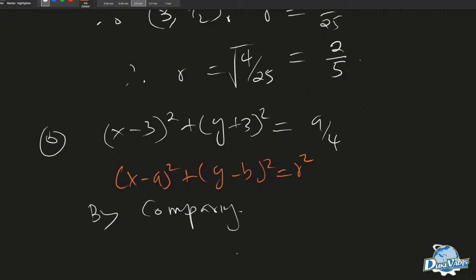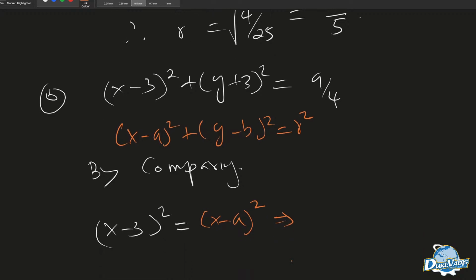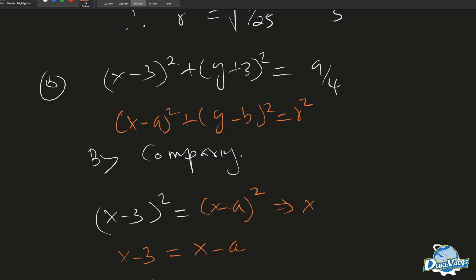So the examiner will ask you to write them down, but you also have to show it, for A level or O level. Over here we have x minus 3 squared, so we are comparing it to x minus a squared. This implies that we are calculating for x. So x minus 3 equals x minus a, meaning a is equal to positive 3.